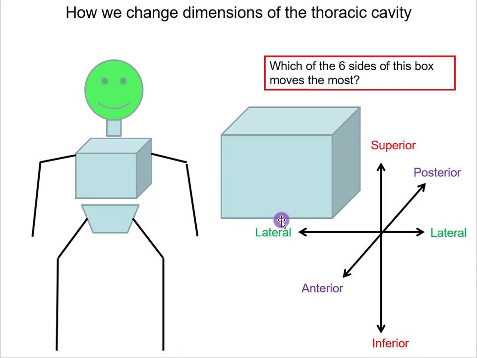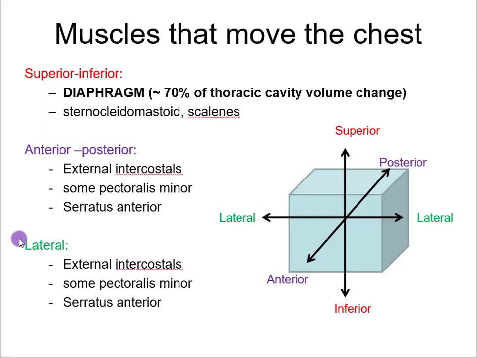You can move forward the front or push back the backside. You can move to the outsides, the right and left parts of the chest wall. That's what we're really talking about when we think about the superior, inferior dimensions, anterior, posterior dimensions, and lateral dimensions. So how do we do this then? Well, you got muscles that do that.